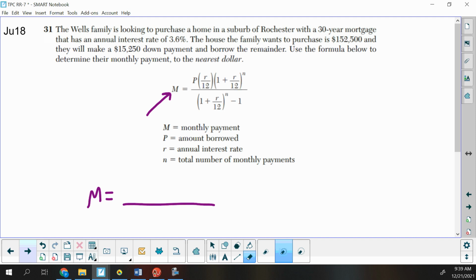So first off, P is the amount borrowed. Well, if they're purchasing a house for this much, and they're making a down payment of that much, the amount they're borrowing, they're telling us, is the remainder. So we need to do 152,500 minus 15,250. And whatever that gives us, that'll be our P. That's the amount that we still have to borrow. So take a moment to subtract those two in your calculator.